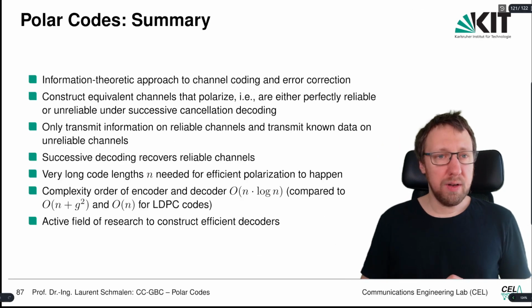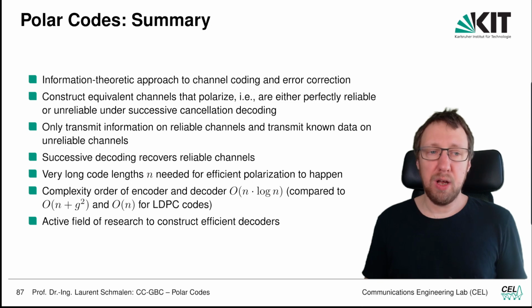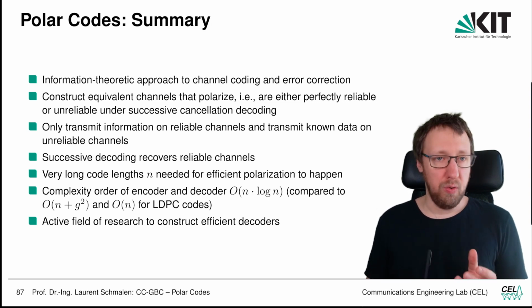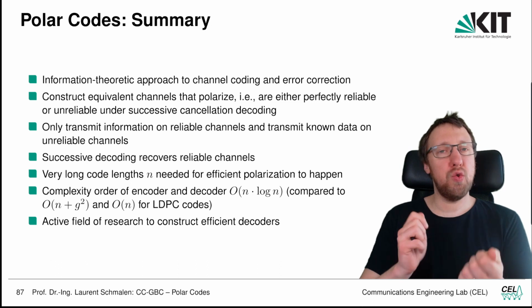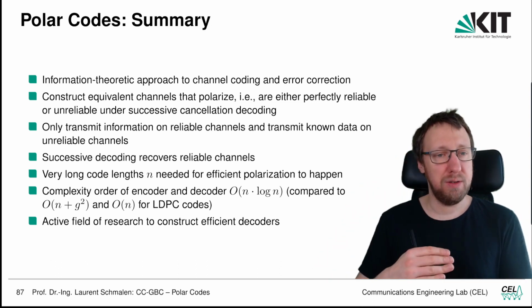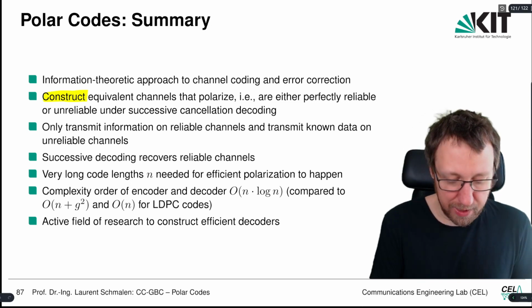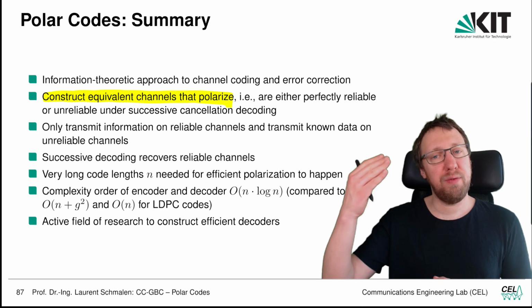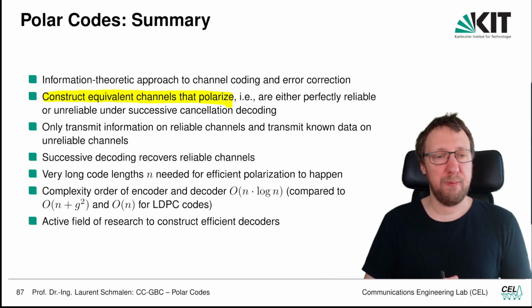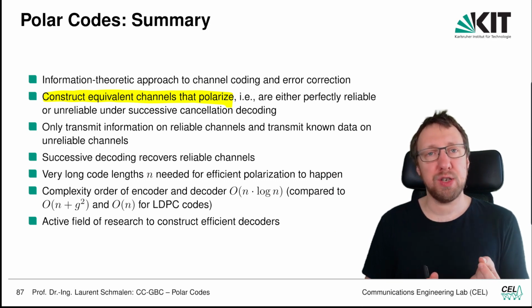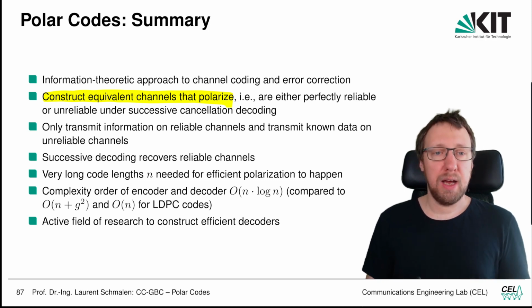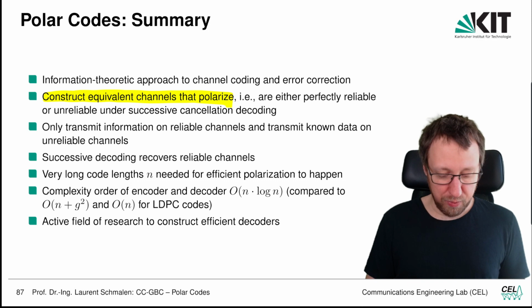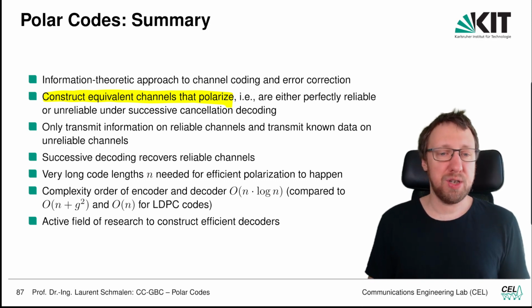Okay, so to summarize, polar codes are an information theoretic approach to coding, not an algebraic coding approach, but it comes essentially from information theory, trying to generate new channels with a higher and a lower mutual information. What we do is we construct equivalent channels that polarize. So they are either perfectly reliable or perfectly unreliable. We only transmit the information on the reliable channels. We transmit garbage data, so-called frozen values, on the unreliable channels. Then we have a successive decoding, which enables us to recover the reliable channels.